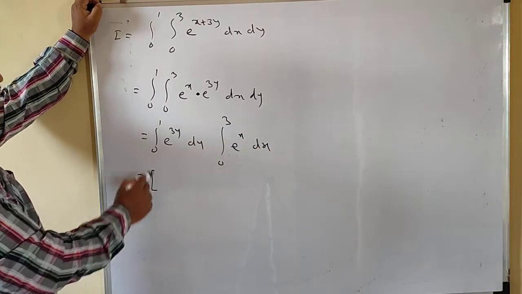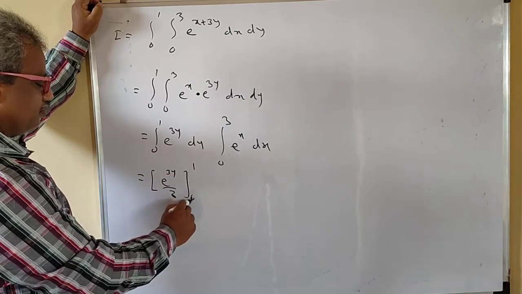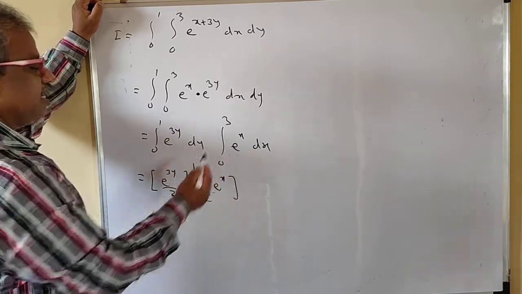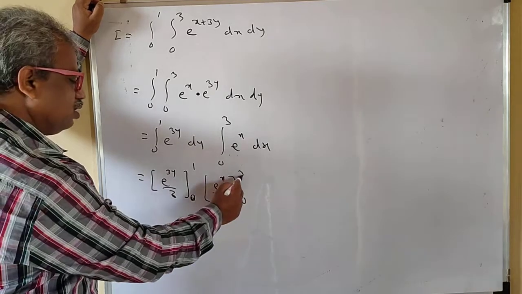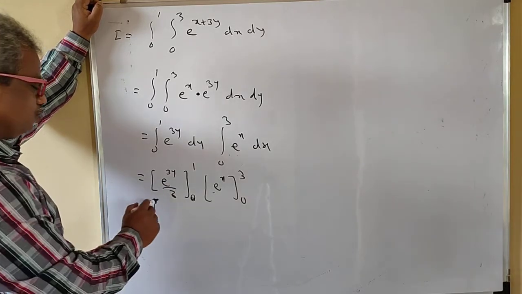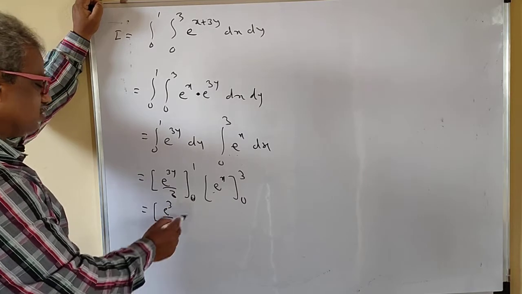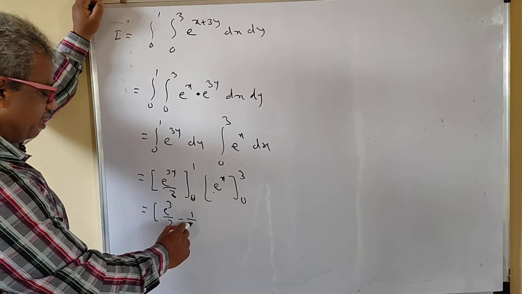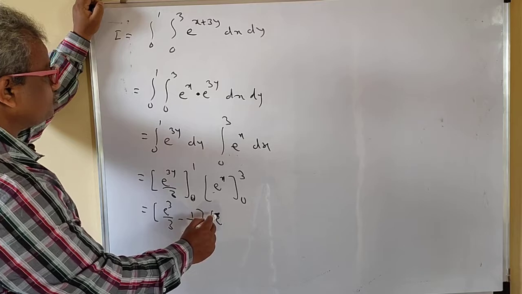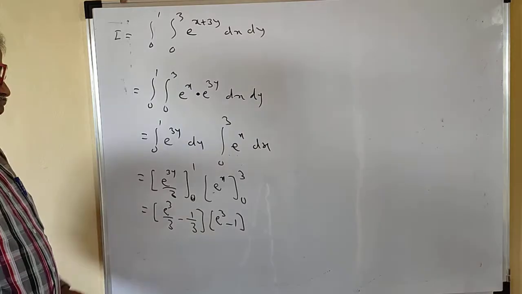Okay. So I directly integrate this one. E raised to 3y is what? E raised to 3y upon 3. So 0 to 1 into e raised to x. Integration of e raised to x is e raised to x. So this is 0 to 3. Okay. So I put now here e raised to 0 is 1. Note that. So this is what? E cube upon 3 minus, if you put y is equal to 0, then this is 1 by 3. E raised to 0 is 1, into e raised to 3 minus 1.